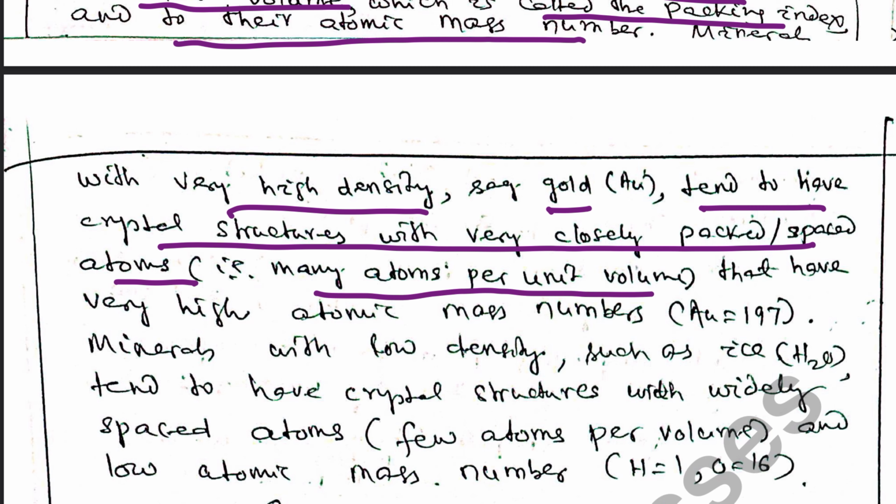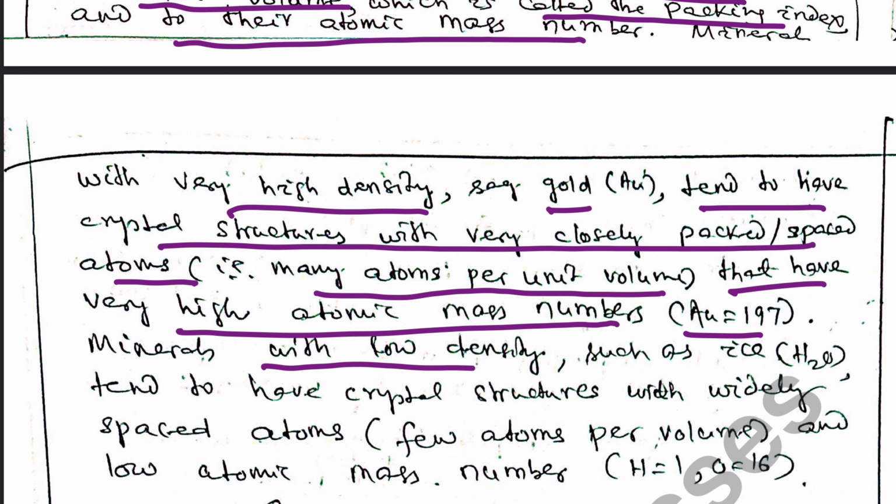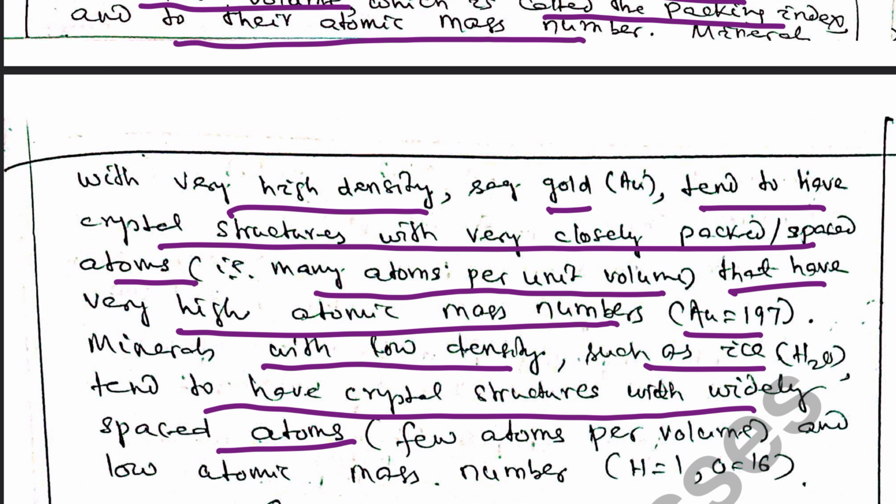Many atoms per unit volume, that is close packing, and very high atomic mass numbers give high density. For example, gold has the mass number 197. The minerals with low density, such as ice, tend to have crystal structures with widely spaced atoms. Atoms are widely spaced.